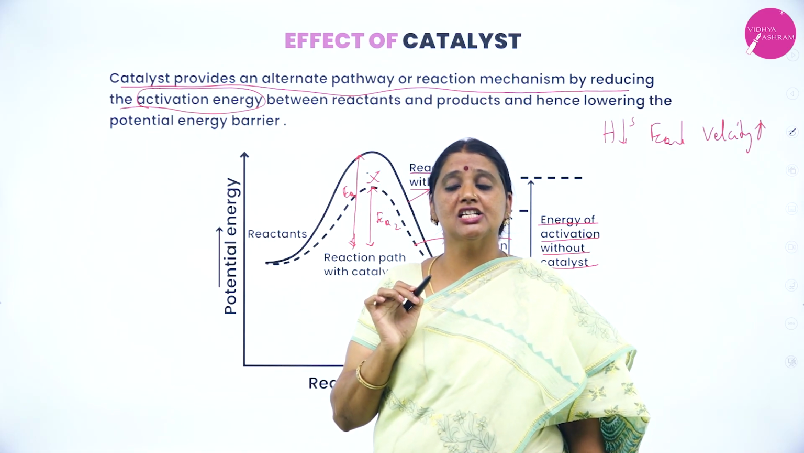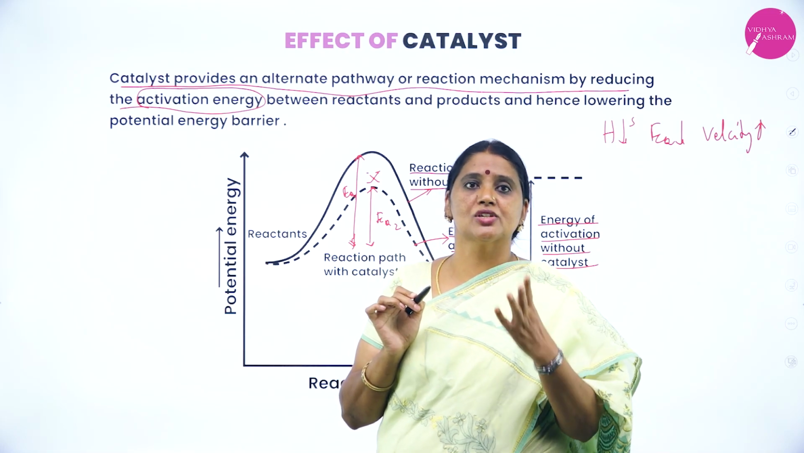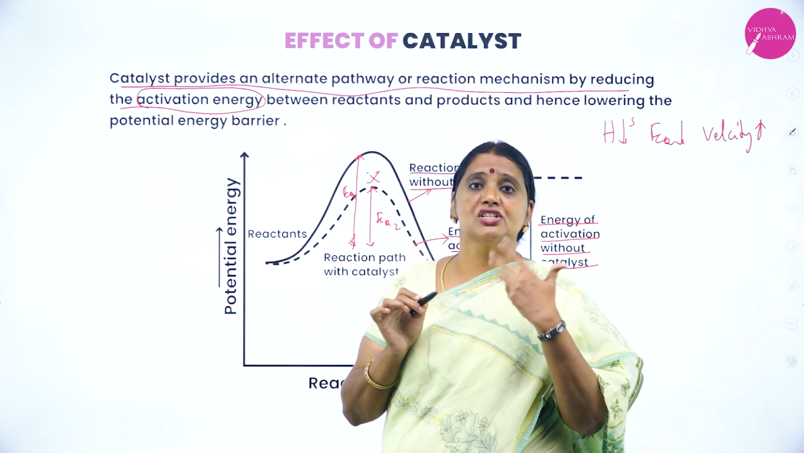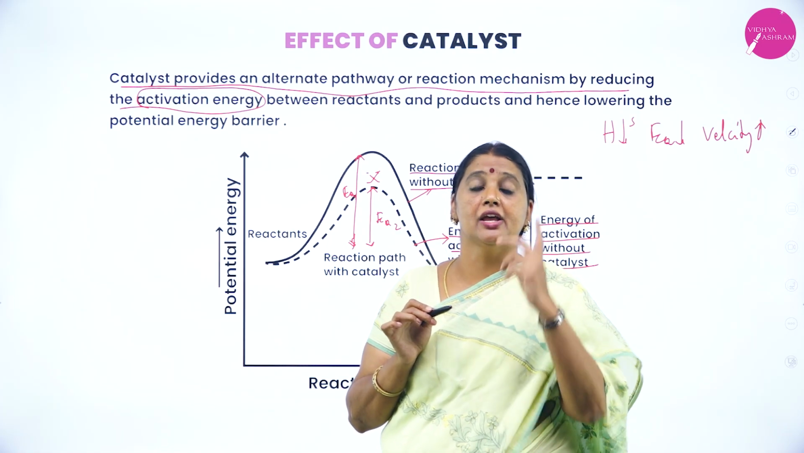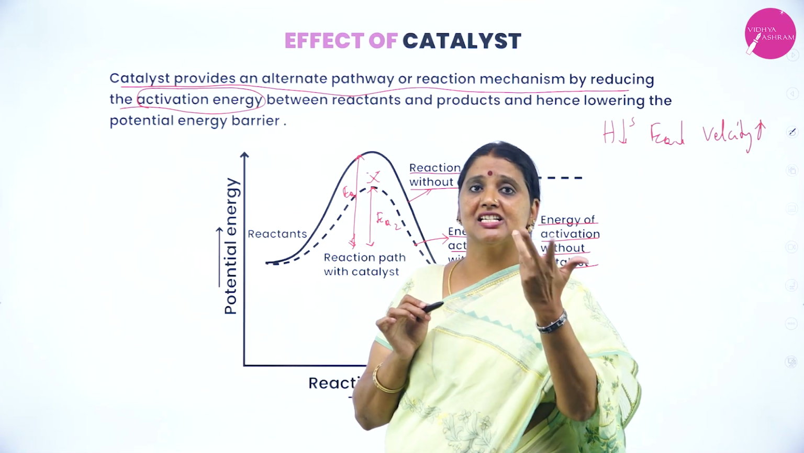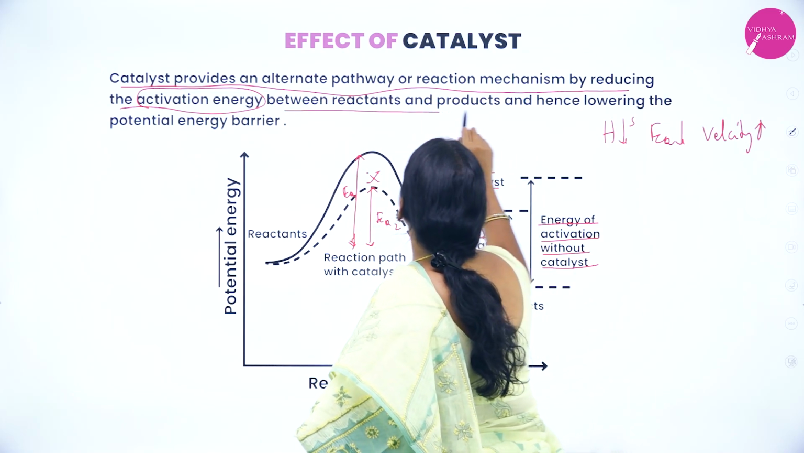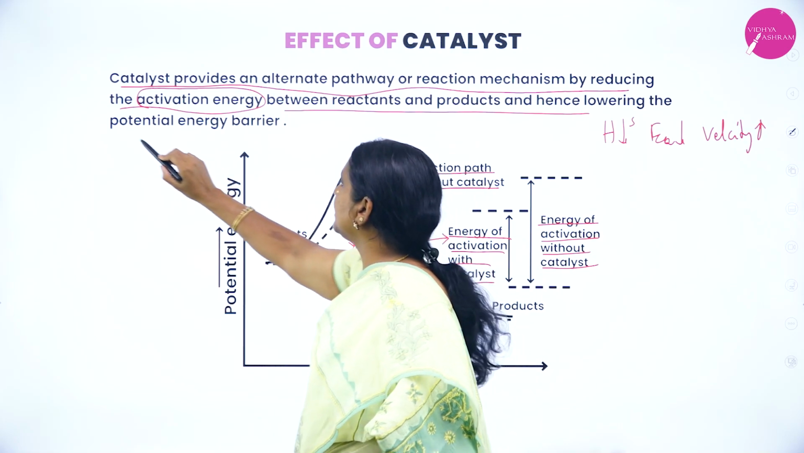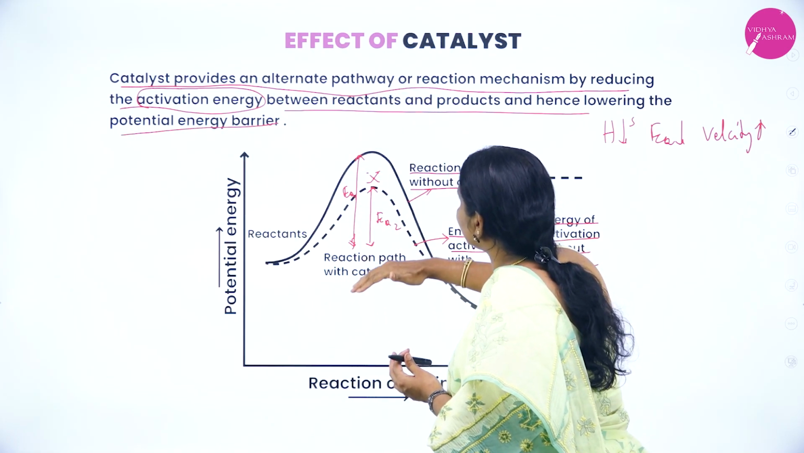Therefore, when catalyst is involved, which energies take part? They'll ask in a multiple choice question which energy is involved: threshold energy, activation energy, kinetic energy, potential energy. Which energy is involved when catalyst is involved? That is known as what? Activation energy between reactants and product, hence lowering the potential energy barrier. This potential energy barrier decreases.